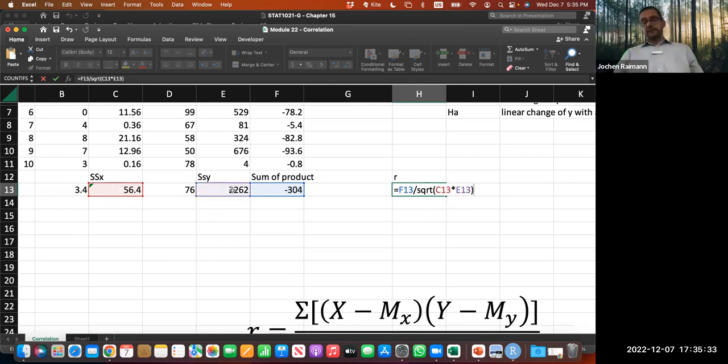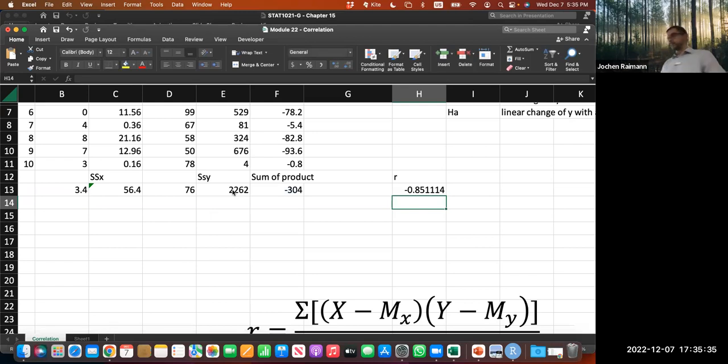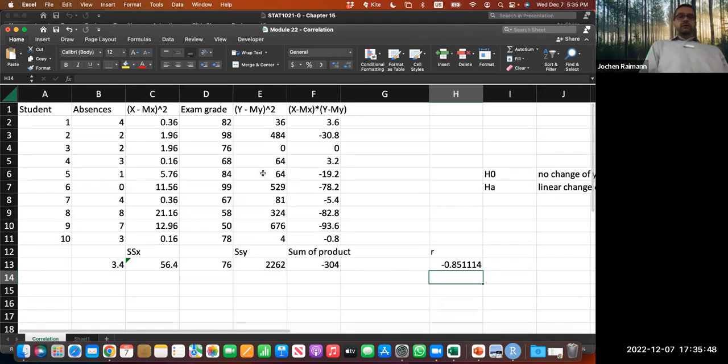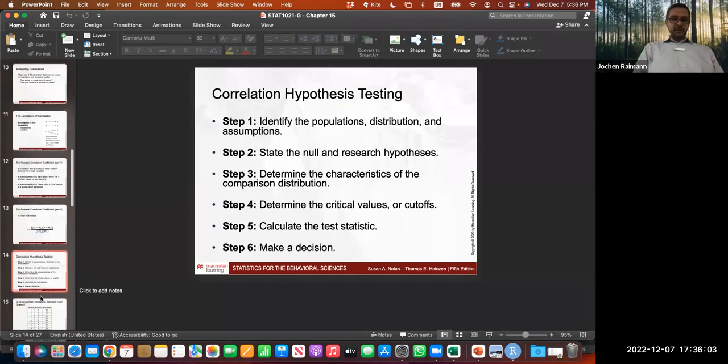That's your variability. This will determine the strength of your relationship, the strength of your correlation. It's an inverse relationship, and it's quite a strong association. So the conclusion of this is essentially that the greater the number of absences, the lower the exam grade, which is an association that does make sense in principle.